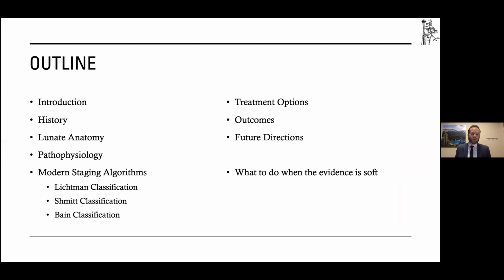So just a brief outline of what we'll talk about this morning. I'll give an introduction and some history in regard to Kienböck disease, and then we'll discuss lunate anatomy and potential pathophysiology mechanisms, and a few of the modern staging algorithms, including the Lichtman classification, the Schmidt classification, and the Bain classification. And then Dr. Iannuzzi will take over and discuss treatment options, outcomes, and future directions. And we'll wrap up with Dr. Leopold, who will discuss how to approach these issues when the evidence is soft.